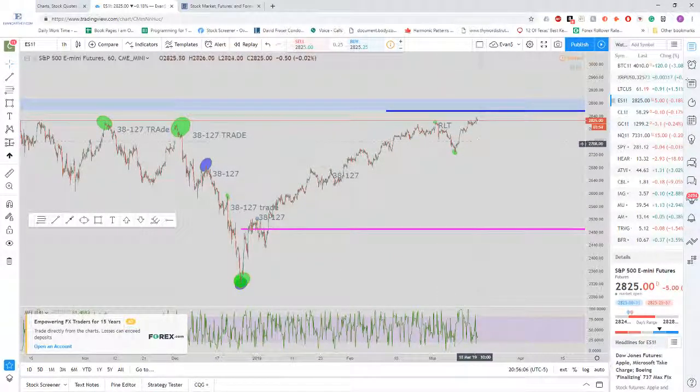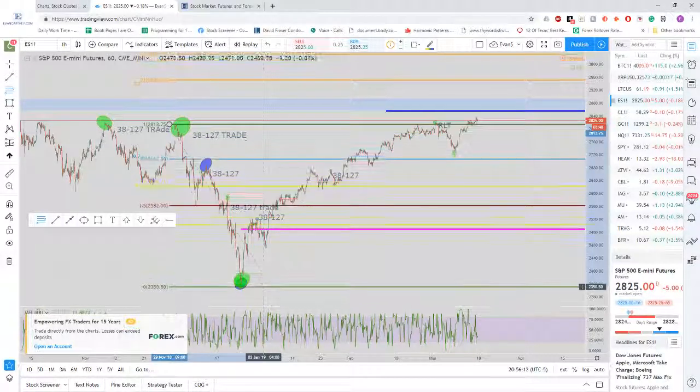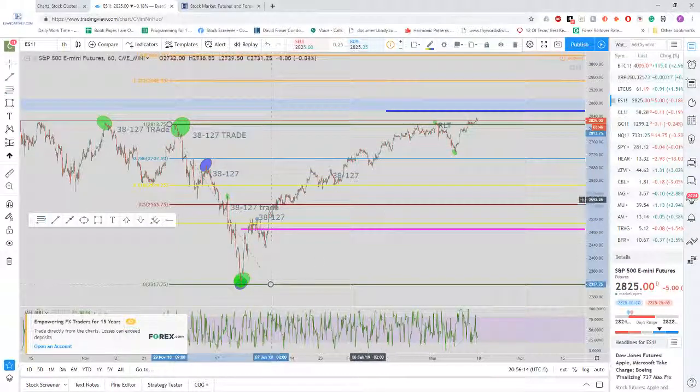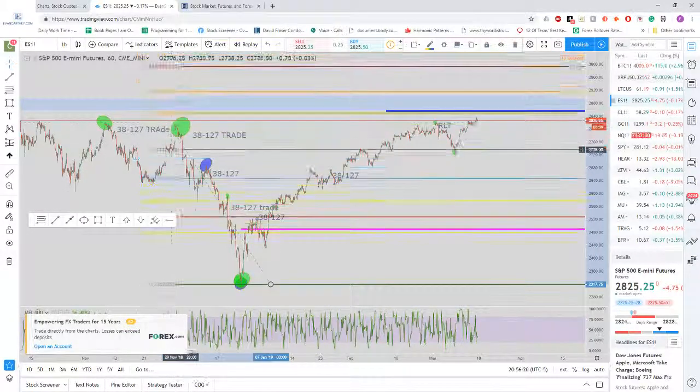So eventually those are going to pretty much act like magnets, and I'll show you how it works. Price eventually will come back and fill those. So right here, that's going to have to be an exit around 26.28. Price will eventually come back and fill that.